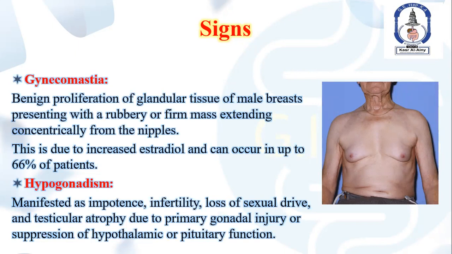Of course, because of the accumulation and distribution disturbance in the sex hormones, there would be hypogonadism manifested as impotence, infertility, loss of sexual drive, and testicular atrophy, of course due to primary gonadal injury by the original attacker, or the suppression of the hypothalamic or pituitary function, which decreases the gonadotropins and impairs the sex hormone metabolism.